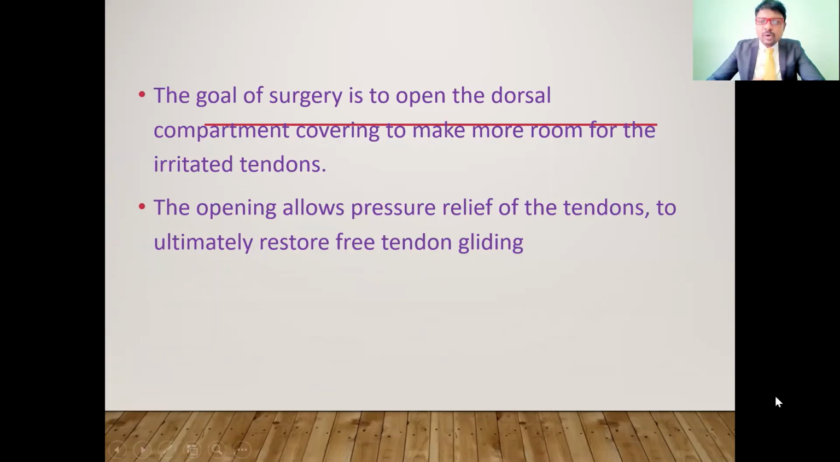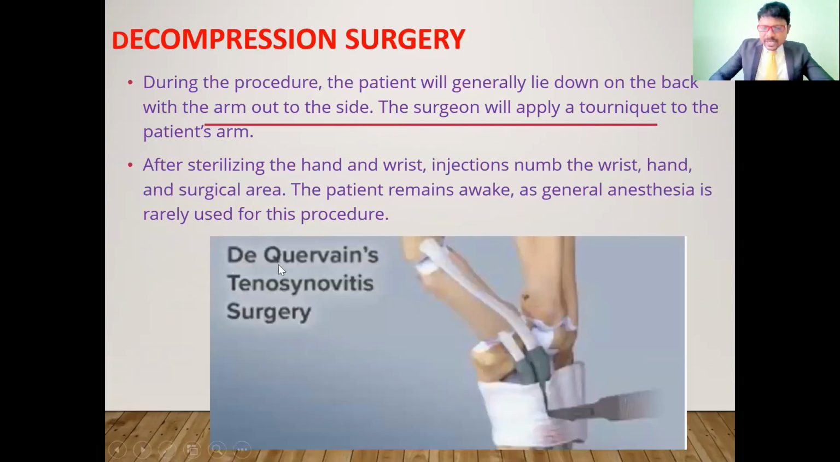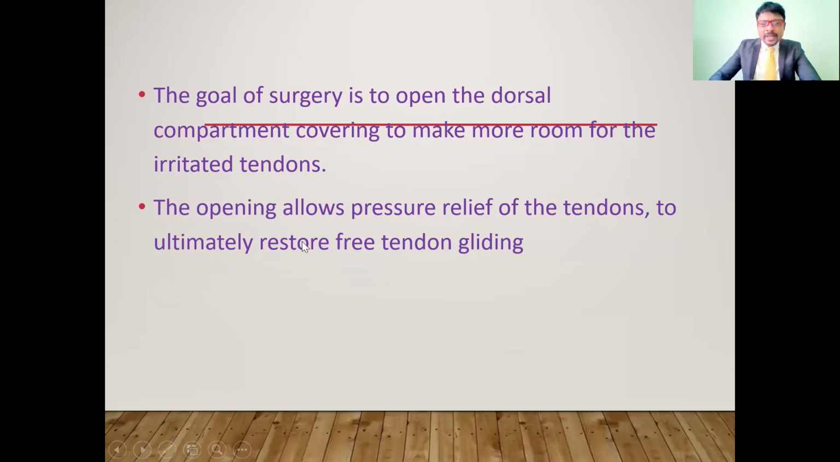The goal of the surgery is to open the dorsal compartment covering to make more room for the irritated tendons. If they remove it in the surgical procedure, there is going to be less irritation between the tendons and the sheath. Relieving this tension releases the pain and creates more room for the tendons, so it reduces the pain and swelling. This opening allows pressure relief of the tendons to ultimately restore free tendon gliding. Then the tendons move freely and glide very easily, so the patient won't get any symptoms.